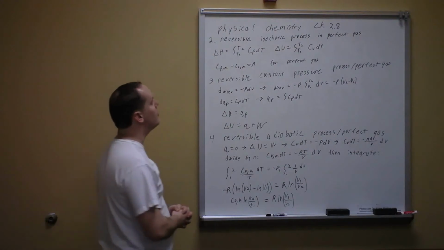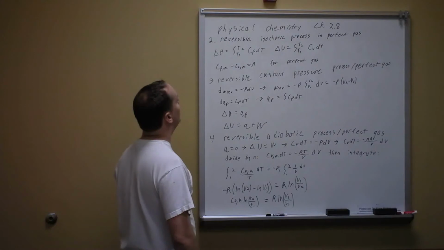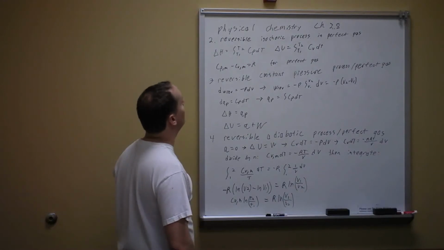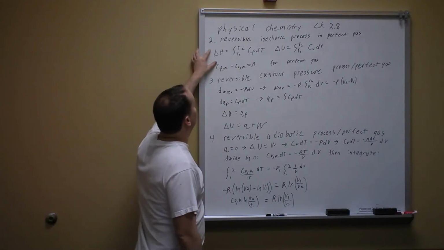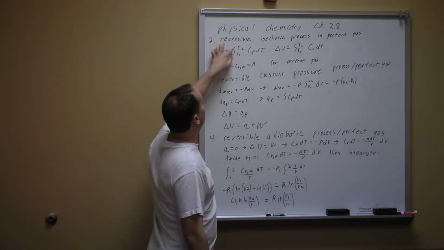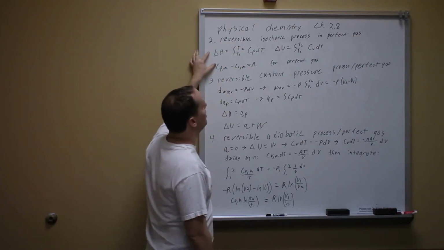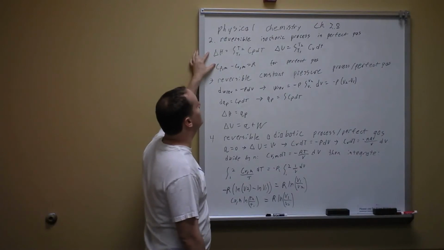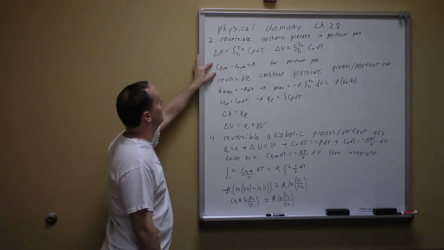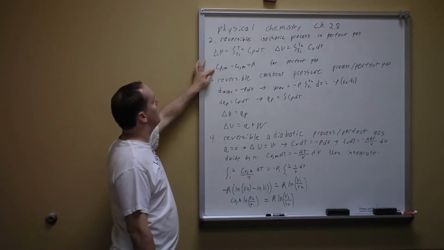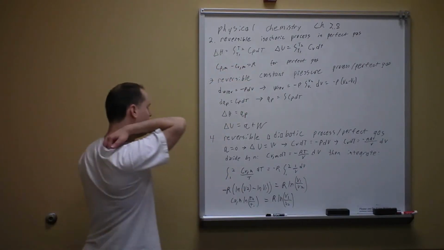Continuing on physical chemistry, chapter 2.8, now we're going to talk about a reversible isochoric process. Isochoric means constant volume, of course. So the change in enthalpy is going to be equal to the integral from T1 to T2 of Cp dT, and the change in internal energy is going to be equal to the integral from T1 to T2 of Cv dT. And remember, the molar heat capacity at constant pressure minus the molar heat capacity at constant volume is equal to R for a perfect gas.